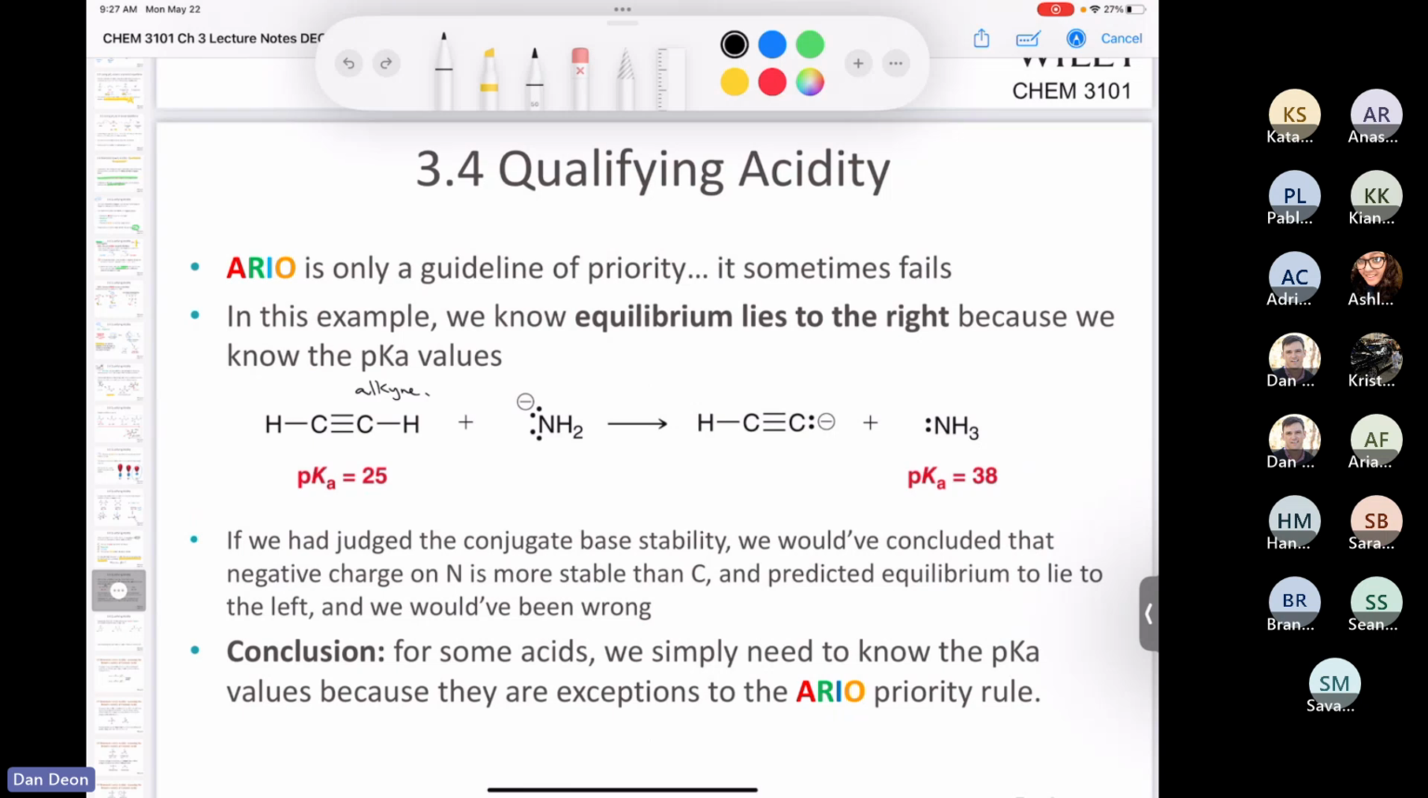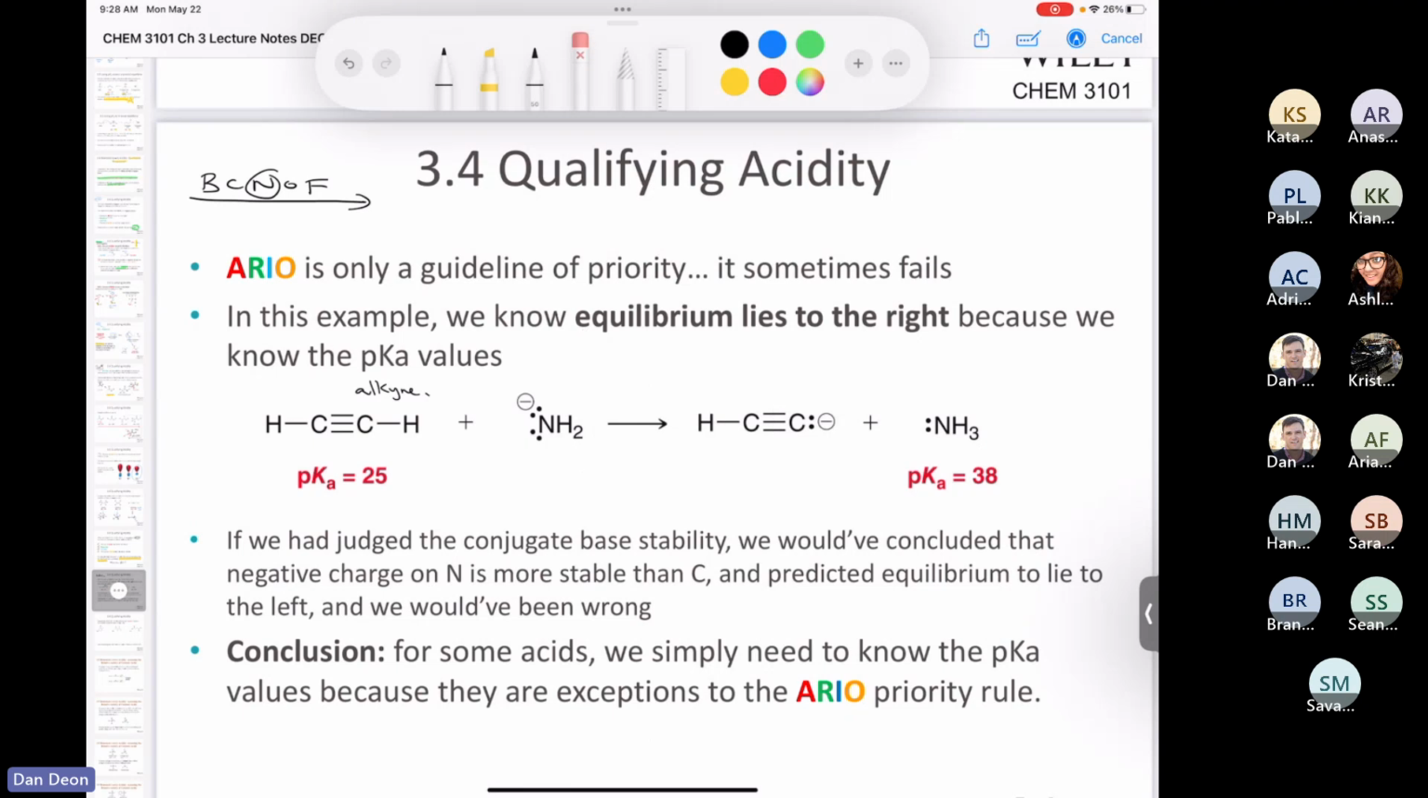And you might think, well, this doesn't make sense, right? Because based off of ARIO, I have a negative charge on a nitrogen. That should be more stable than a negative charge on a carbon, because if you draw the first period, you have boron, carbon, nitrogen, oxygen, fluorine, right? So nitrogen is more electronegative than carbon. So this one should be more comfortable with the negative charge, and so the equilibrium should lie to this side, but it doesn't. So this is an exception to the rule.